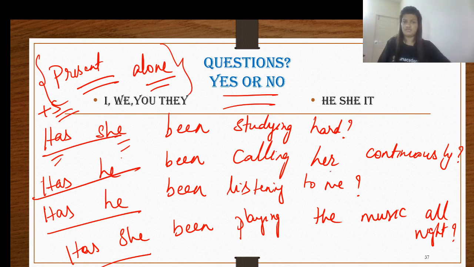So has she been studying hard because she seems to have passed her test? Has he been calling her continuously because she seems to be annoyed? Has he been listening to me at all because he has all his answers wrong? I think he has never paid attention at all. Has she been playing the music all night because I couldn't sleep well at all?